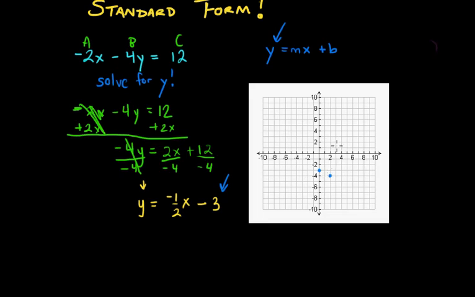Alright, you know what? Before I draw this line, because I could go ahead and just draw the line between those 2 points, put the arrows on it, and bada bing, I'm done. I just want to show you something real quick. I started in standard form. I started with this equation, negative 2x minus 4y equals 12, and I just converted it to slope-intercept form.